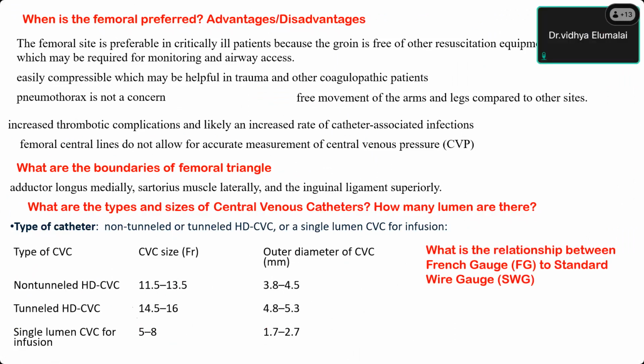Foley's catheter, Ryle's tube, suction catheter, NG tube, isn't it? Yes, sir. So they are also measured in French gauge. This is a very common question in the examination: the relationship between French gauge and standard wire gauge. French gauge number divided by 3 will be the standard wire gauge outer diameter in millimeters. Okay, that is the relationship.